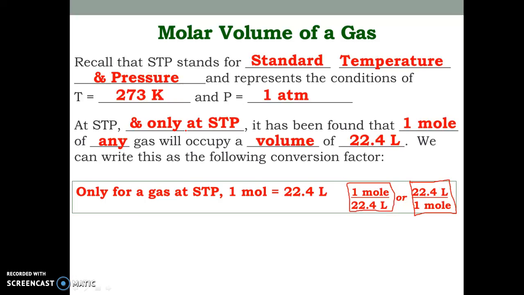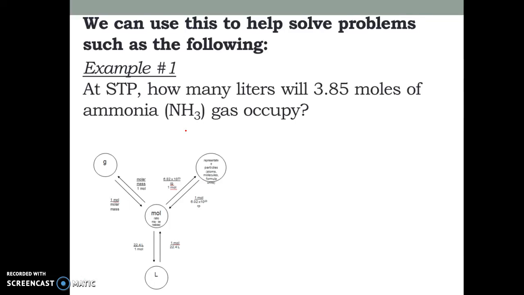Let's start with example number 1. At STP, how many liters will 3.85 moles of ammonia gas occupy? I like to underline where I'm starting: 3.85 moles, and I'm going to liters. So I'm starting at moles and going to liters, and this is going to be my conversion diagram.